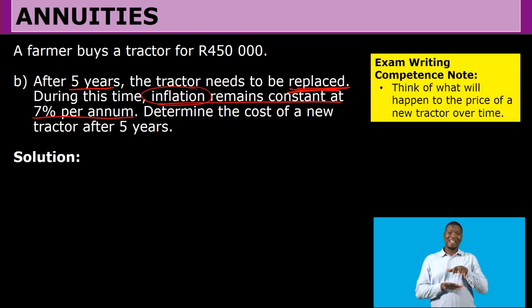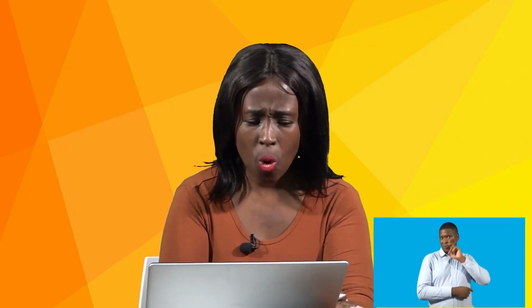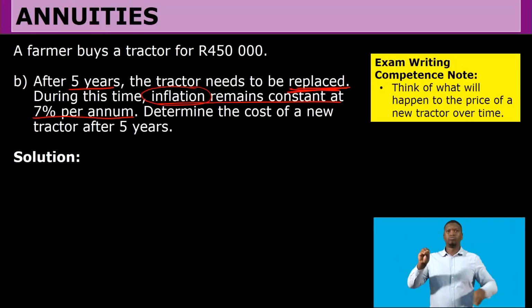So this farmer is now going to go to a shop and try to find the newer version of this tractor so that it can replace the old tractor, because after 5 years, that tractor is going to be old. So we are going to now replace that old tractor, and this means we need to take into account inflation, where prices increase every year. So these prices will increase by 7% per annum, and then we need to determine the new cost.